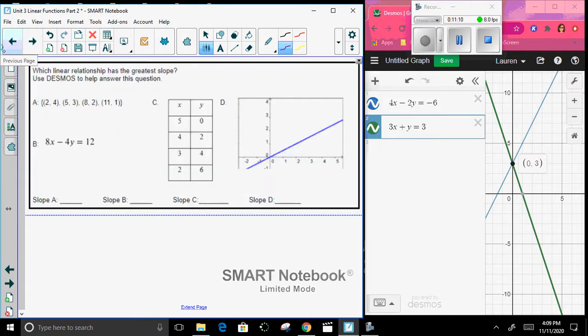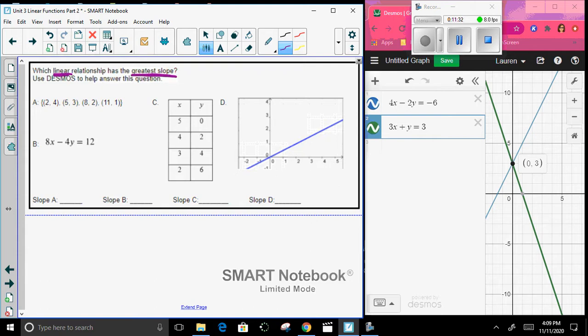All right, which linear relationship has the greatest slope? That means each one of these options is a linear relationship, meaning it forms a line. Which one has the greatest slope, the steepest line? So we're going to check each one in Desmos. I'm going to show you how to check, even with an ordered pair, a table, all that good stuff.